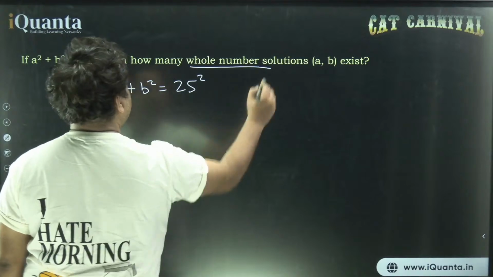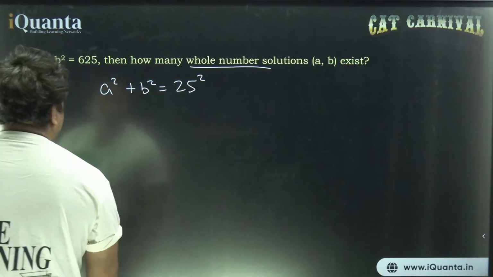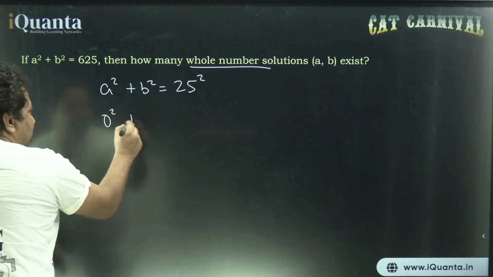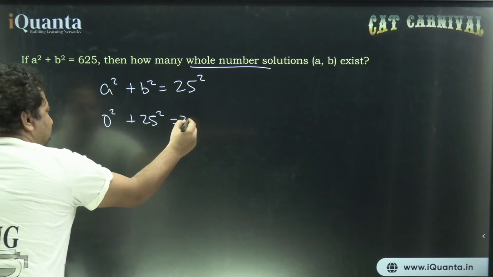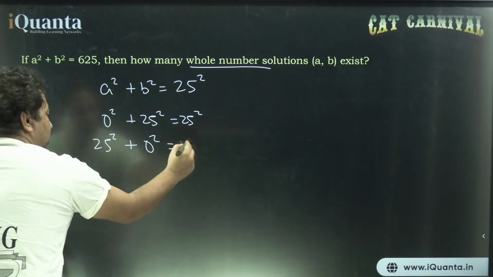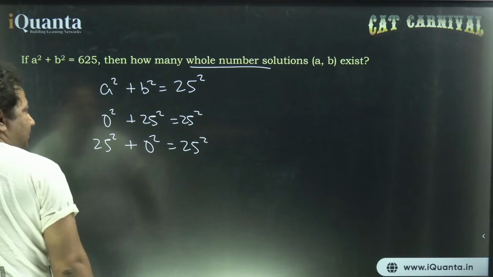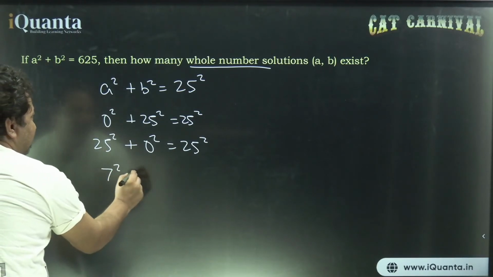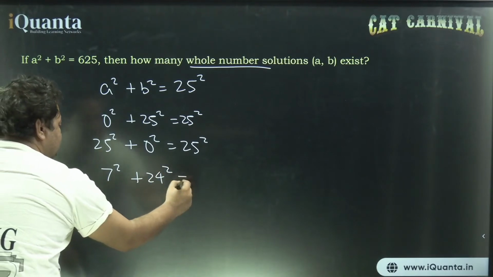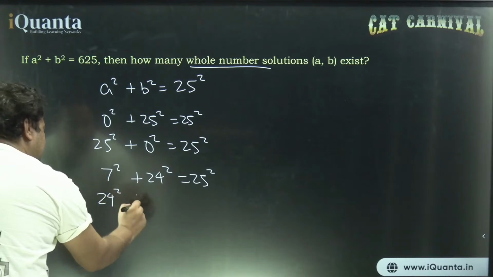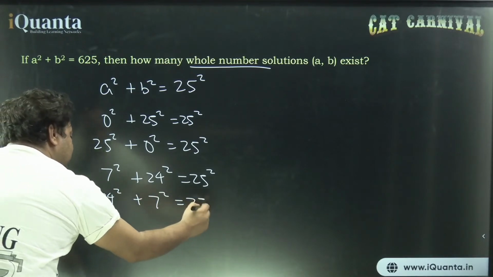If it is whole number, then we can have 0, isn't it? So 0 square plus 25 square is 25 square. Satisfied? The reverse is also possible. So that makes two. Anything more? 7 square plus 24 square is 25 square. You can check it out. Or 24 square plus 7 square is also 25 square.